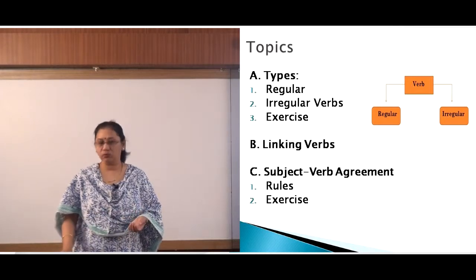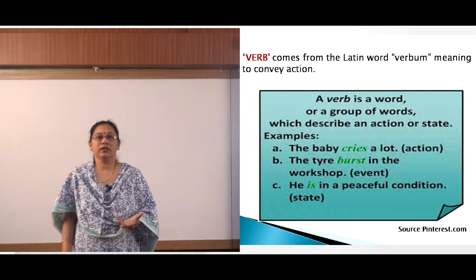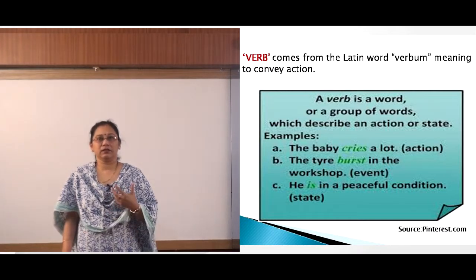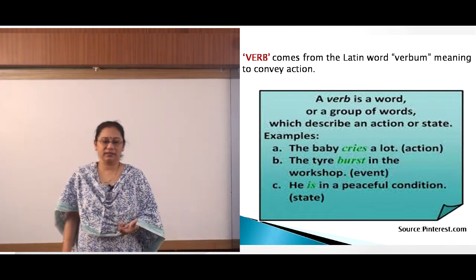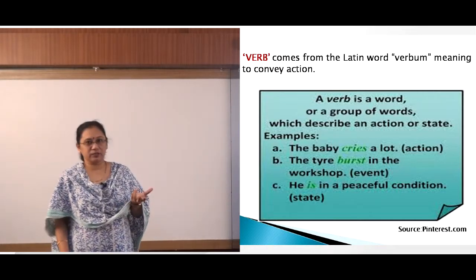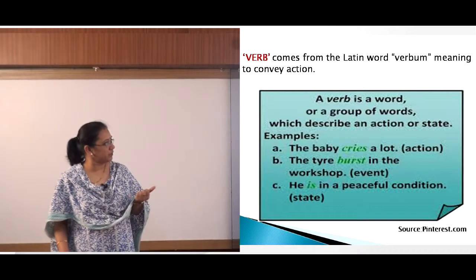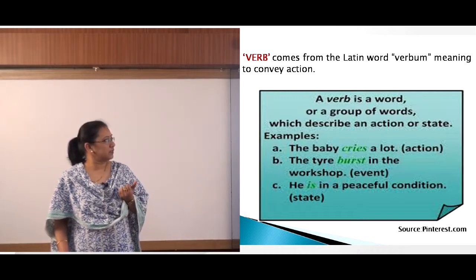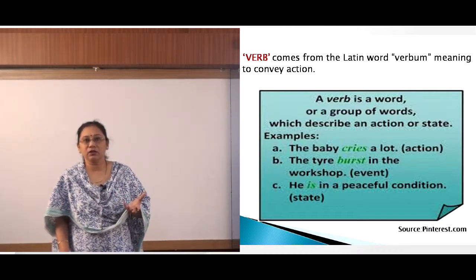So let's begin with what a verb is. All of us know that verbs are action words. They are words which denote some kind of action that is taking place. Okay, they are a group of words. Let's see the definition being fulfilled from some of these examples which I have put up here, which says that a verb describes an action or state.